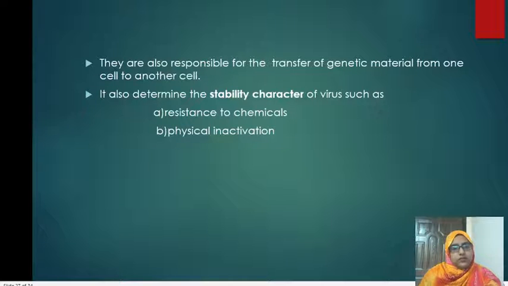Resistance to chemicals and physical inactivation. These two are the basic methods to make the virus unable to cause disease, but the presence of the envelope makes them stable to these chemicals and these physical methods of inactivation, like using ultraviolet radiation, by which we make the virus incapable of causing the disease. But some viruses, those having an envelope, are resistant to these two methods.